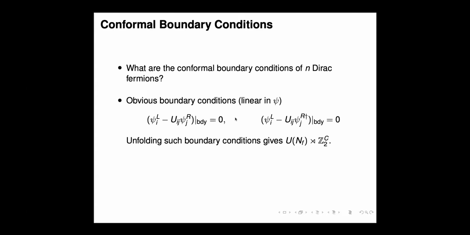And after unfolding, what symmetries are obtained? So this boundary condition preserves, say, the left one preserves the U(N) symmetry, and the right one preserves the U(N) times the topological condition. So after unfolding, these boundary conditions, you can easily calculate that they give rise to these charge conjugation symmetries.